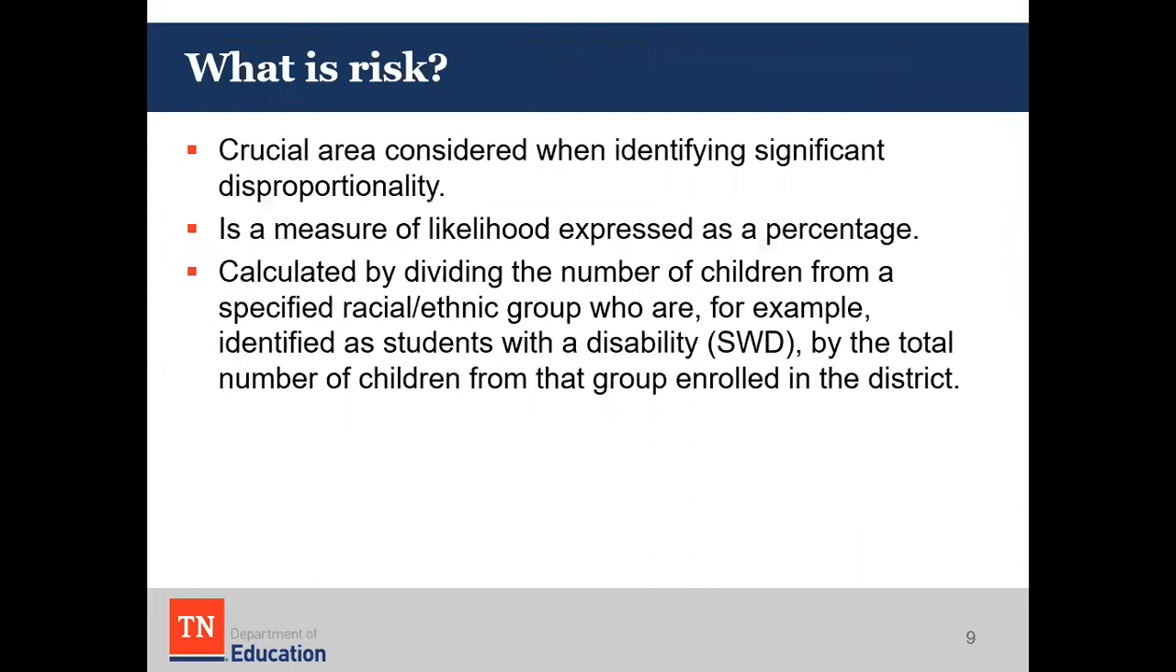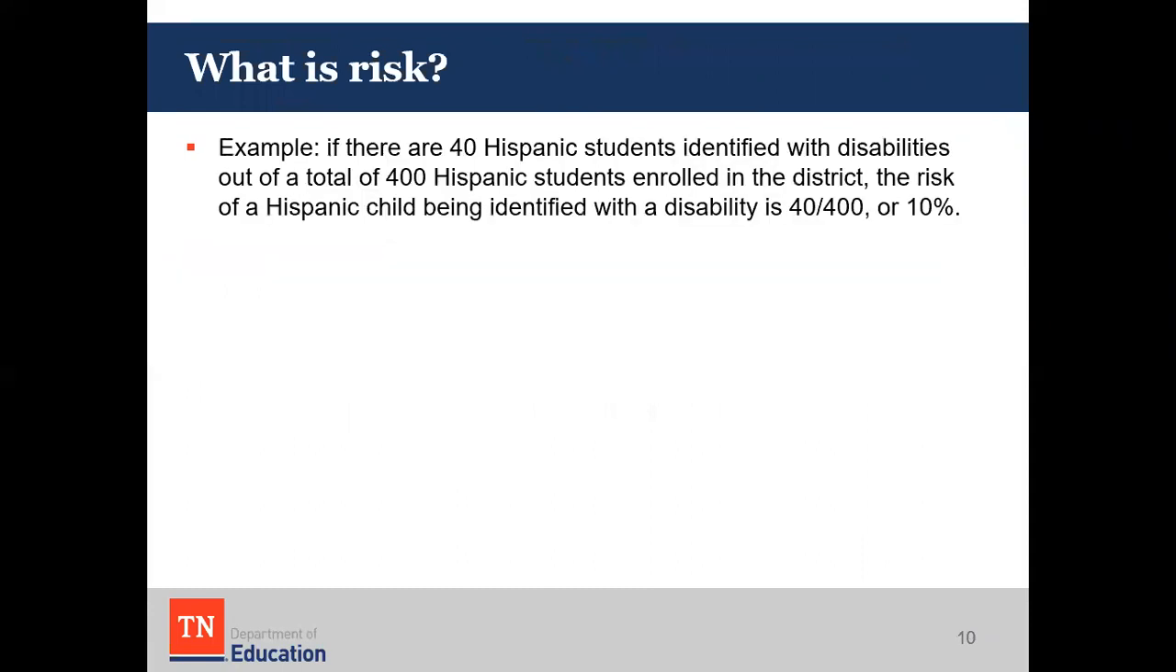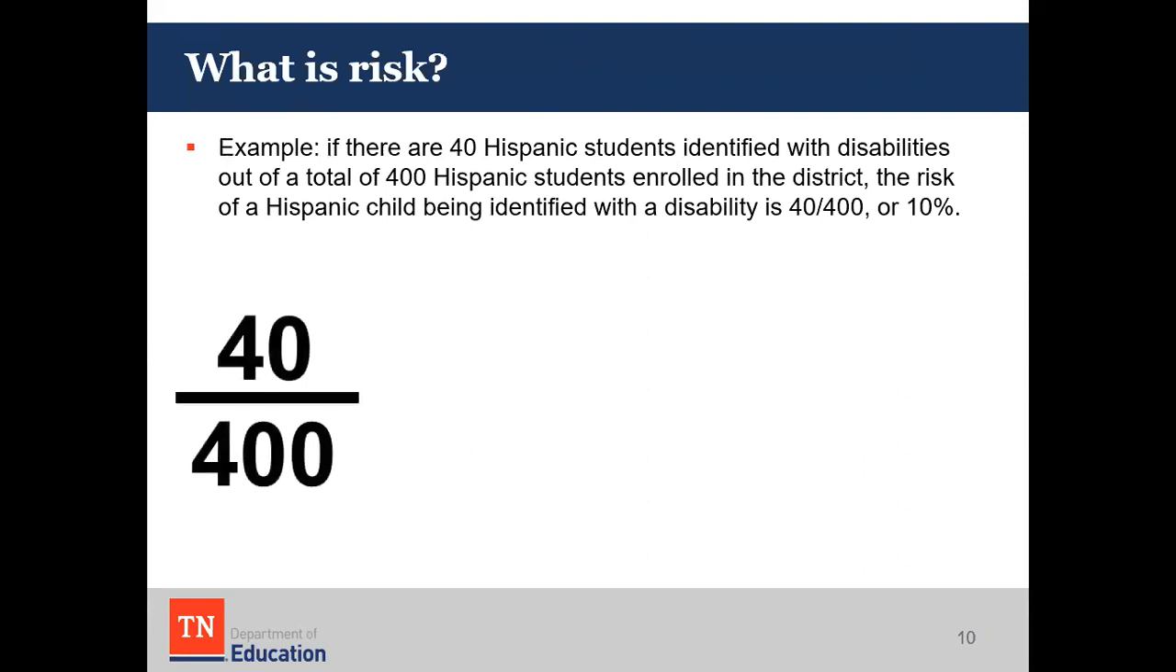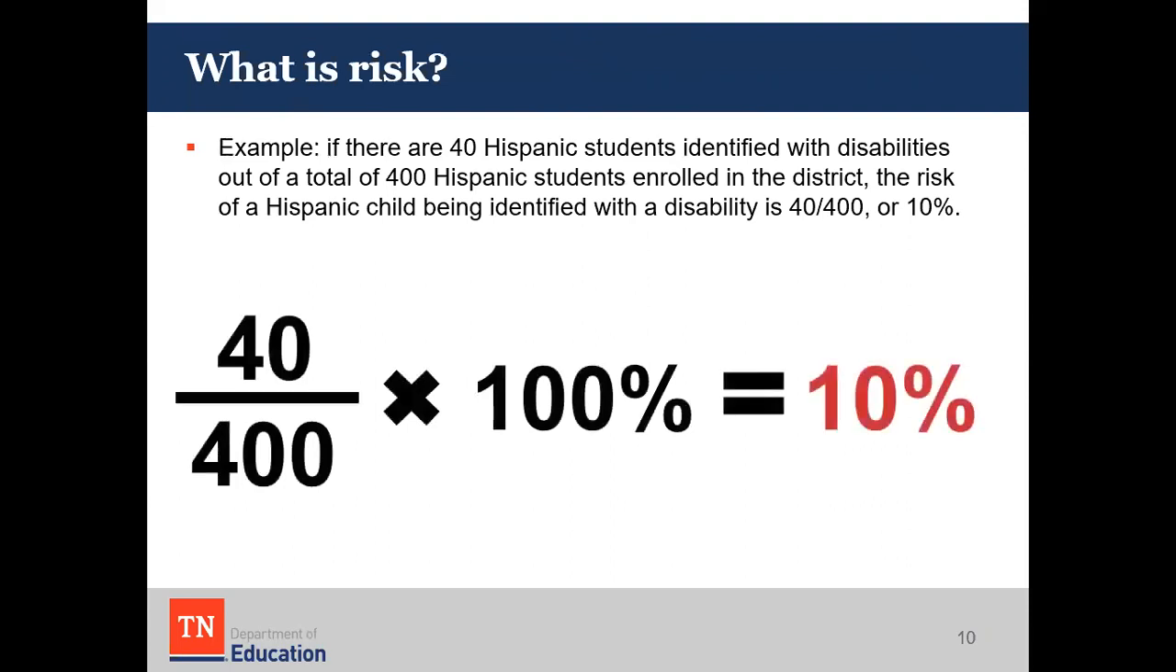What is risk? A crucial area considered when identifying significant disproportionality is a measure of likelihood expressed as a percentage, calculated by dividing the number of children from a specified racial or ethnic group who are, for example, identified as students with a disability by the total number of children from that group enrolled in the district. For example, if there are 40 Hispanic students identified with disabilities out of a total of 400 Hispanic students enrolled in the district, the risk of a Hispanic student being identified with a disability is 40 over 400, or 10%.